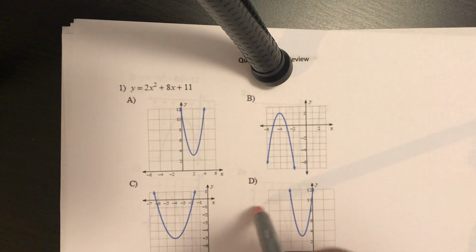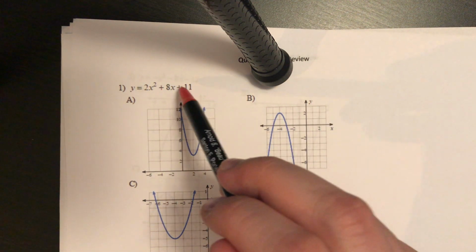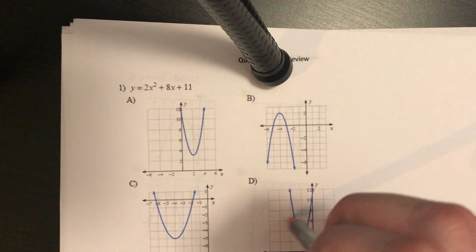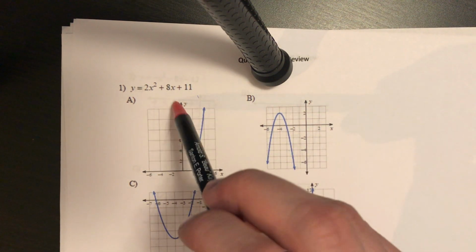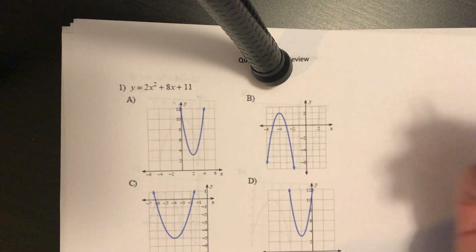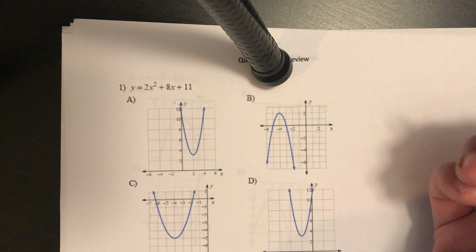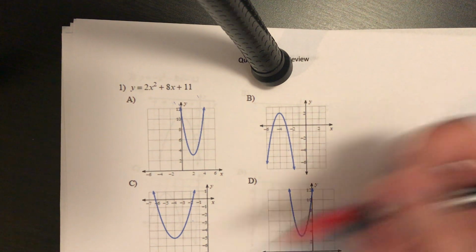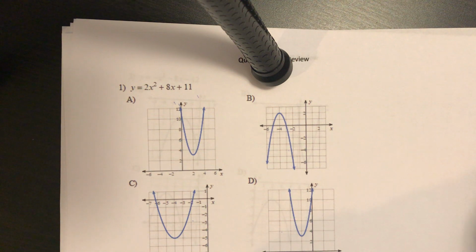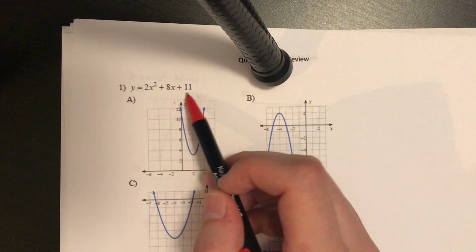First thing we want to look at, notice the instructions are not on this, but basically you're just supposed to match the graph with this parabola. If you have a graphing calculator, that could help you. But the most beneficial way to make sure you got the correct answer, because sometimes your calculator cannot give you an accurate answer depending on what the window's set at, is to just find your vertex.